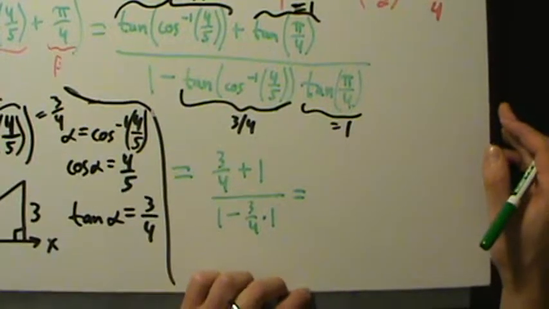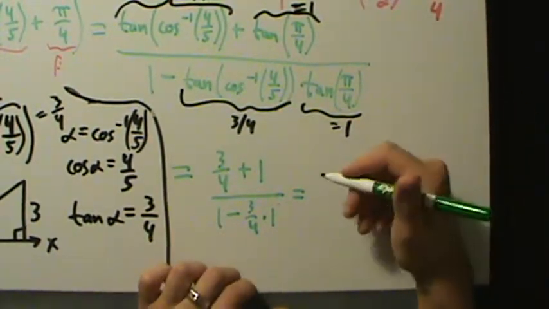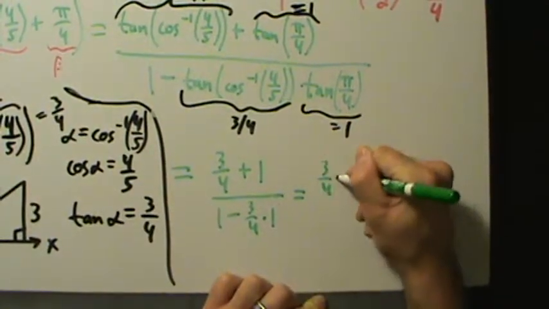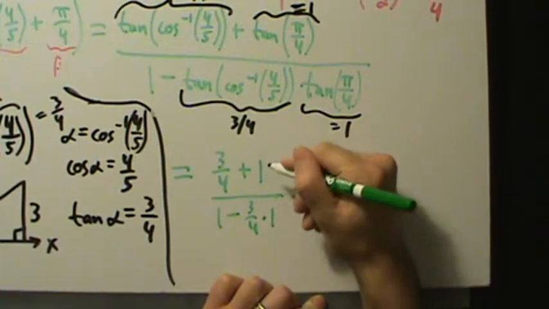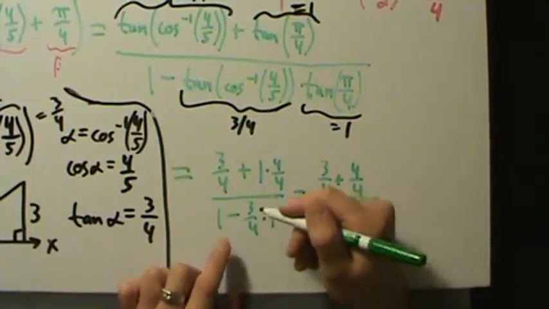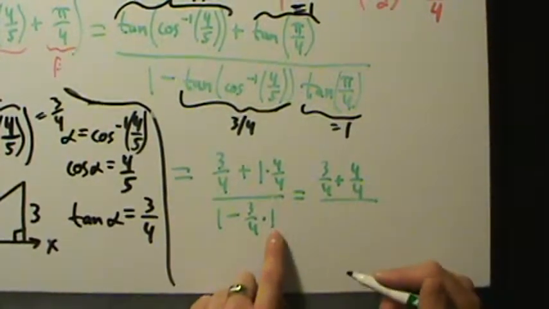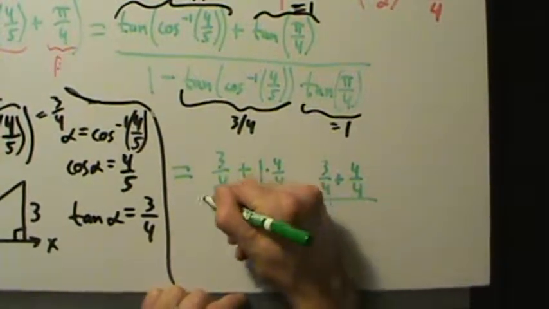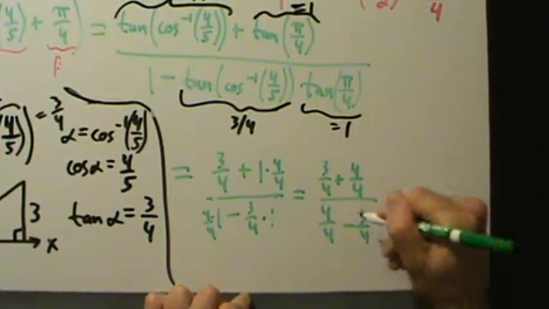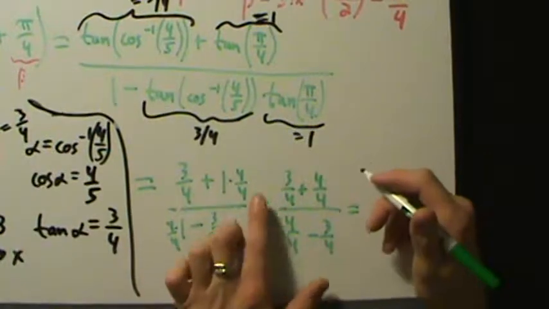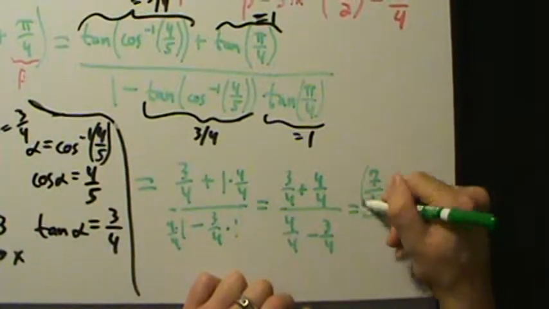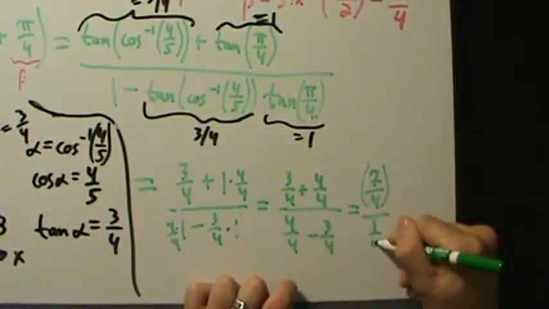A couple different ways we can proceed, but since these are relatively simple fractions, we'll just get common denominators on the top and bottom. So 3/4 plus 4 over 4. If we multiply 1 by 4 over 4, that gives us a common denominator. We'll do the same thing on the bottom. 3/4 times 1 is just 3/4, so this 1 doesn't do anything, but this other 1 we multiply by 4 over 4. So 4 over 4 minus 3 over 4. Then 3 over 4 plus 4 over 4 is 7 over 4, divided by 4 over 4 minus 3 over 4, which is 1 over 4.